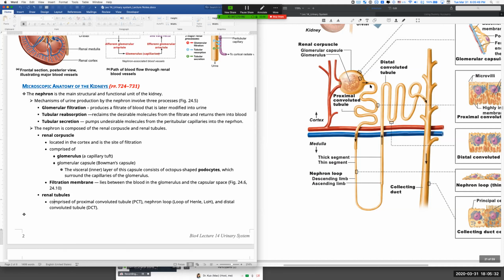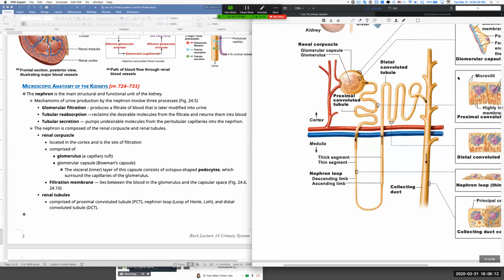The renal tubule can then be further broken down into the proximal convoluted tubule, also known as PCT. On the test, you should spell it out. The PCT will often be the abbreviation that you see. PCT leads into the nephron loop, also known as the loop of Henle, or LOH, which then leads into the distal convoluted tubule, or DCT. Convoluted refers to the shape of these structures.